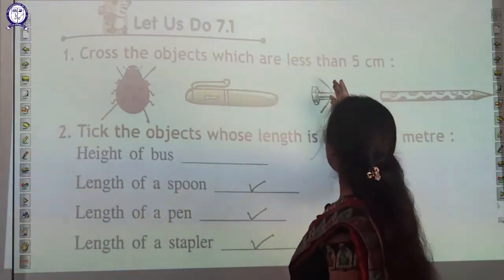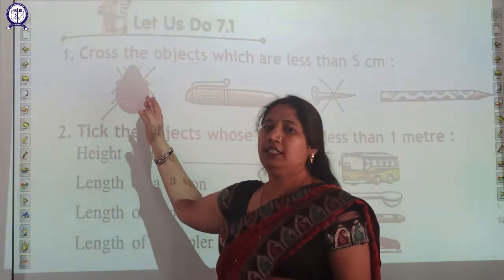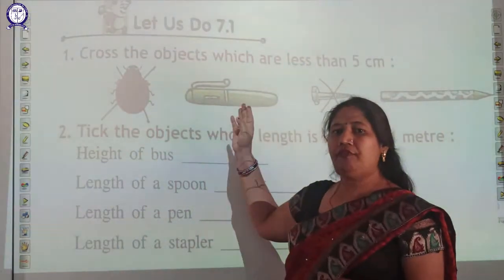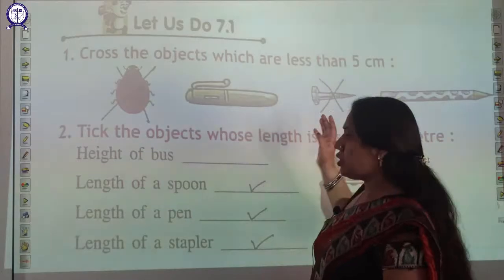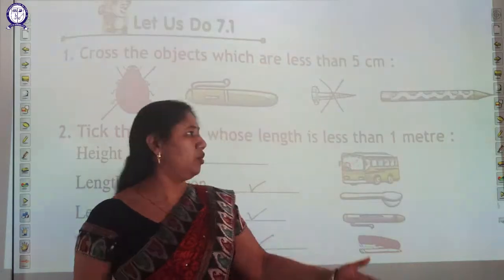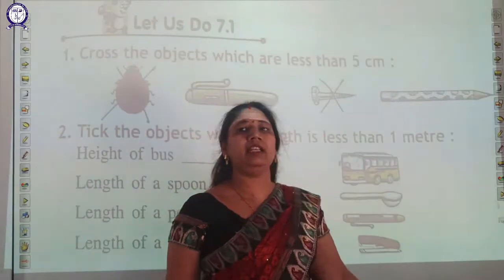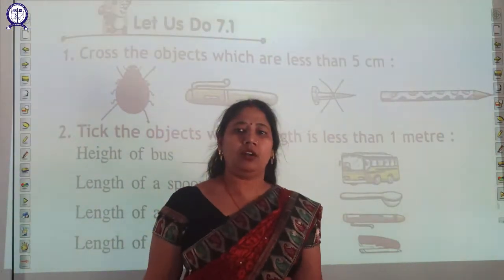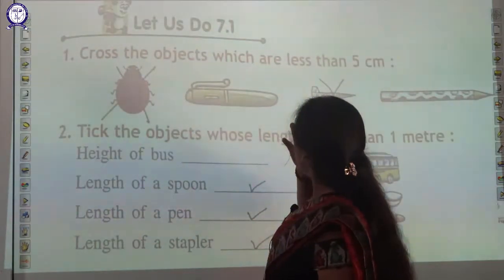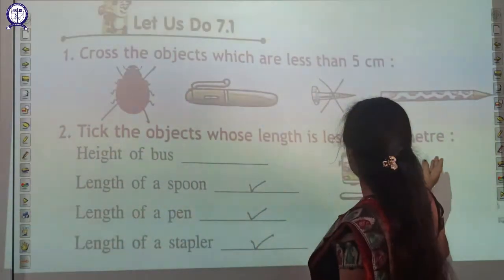Cross the objects which are less than 5 centimeters. Look at it, it is 5 centimeters. No, that is very small, so you have to cross it. Pen, that is about 5 centimeters. That screw, in the last module we found the length of the screw, that is 2 centimeters, so cross it. And pencil, that is 5 centimeters or above, that is more than 5 centimeters.